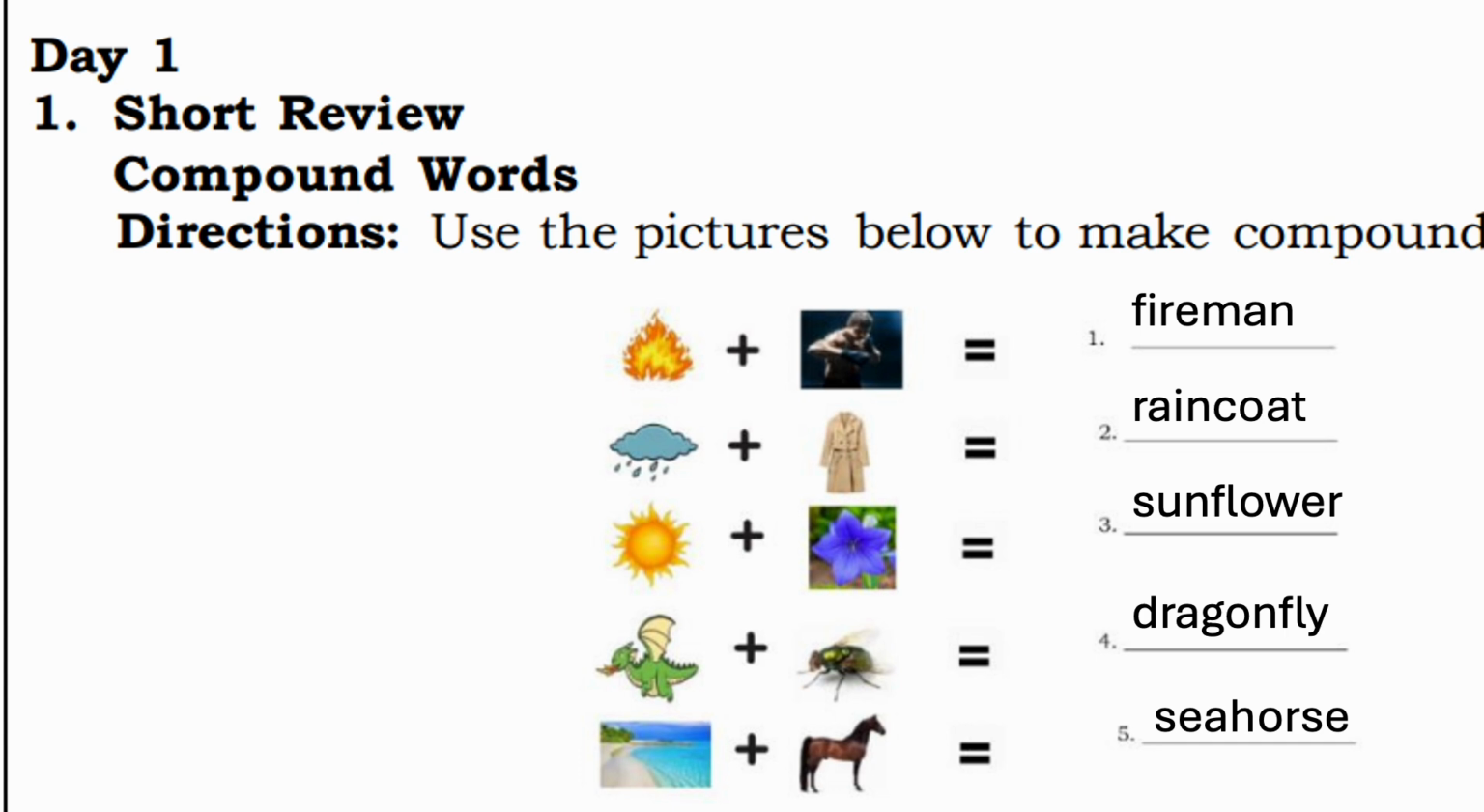Alright, number 1, the word is fireman. Number 2, raincoat. 3, sunflower. 4, dragonfly. 5, seahorse. Very good.